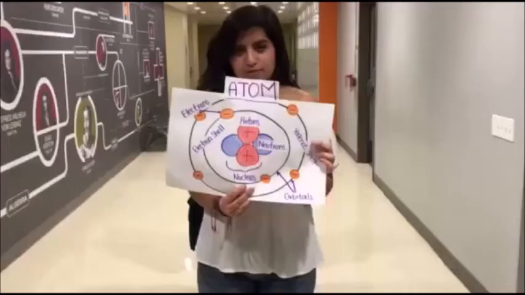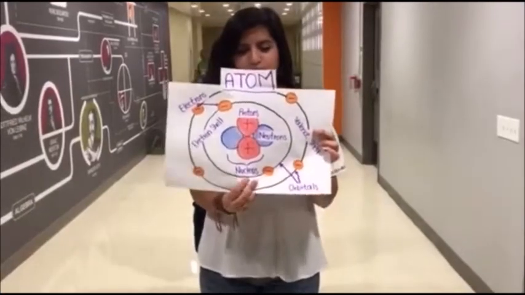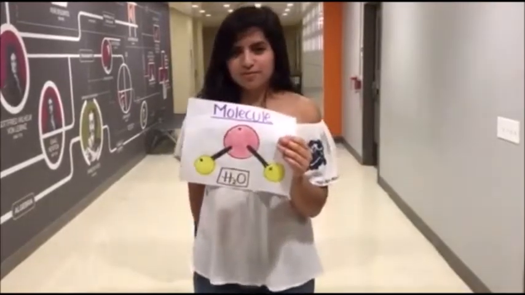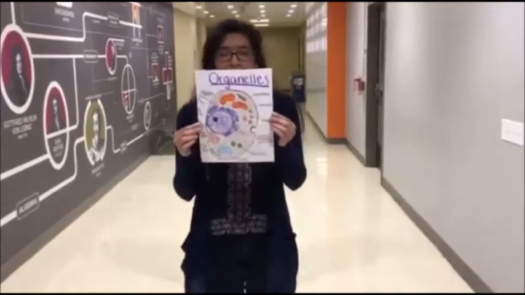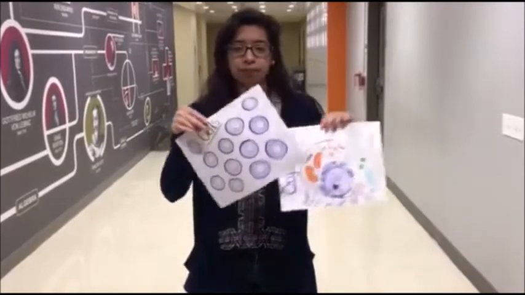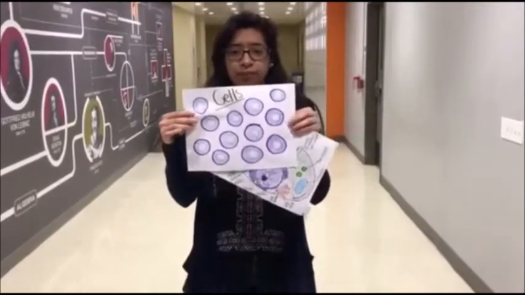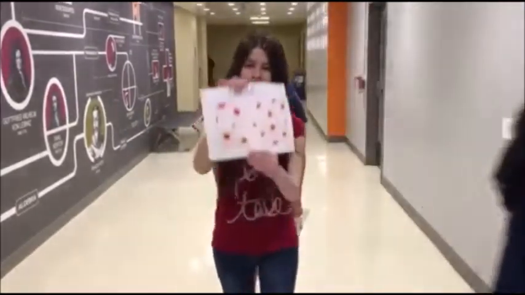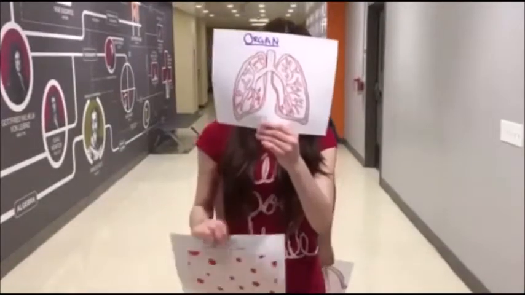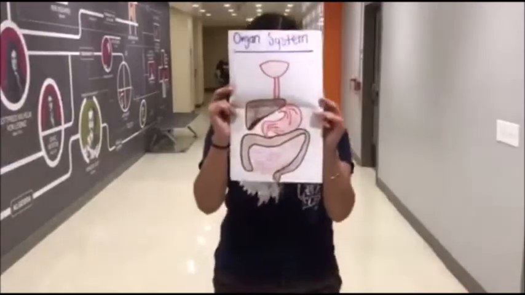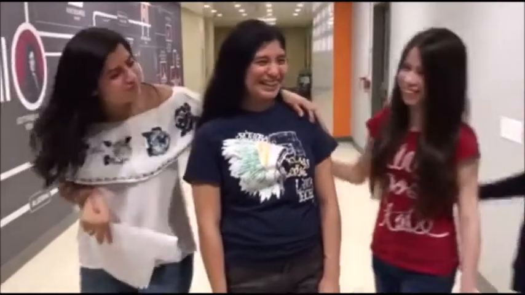These are the 9 levels of biological organization: atom, molecule, organelles, cells, tissue, organ, system, and she alone is an organism. Together we make a population.